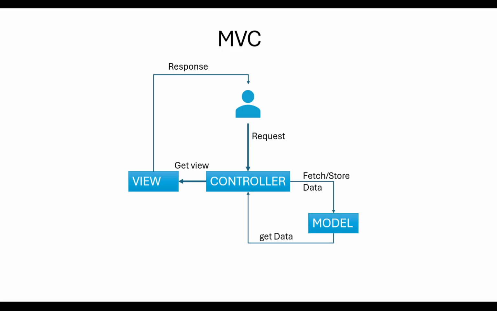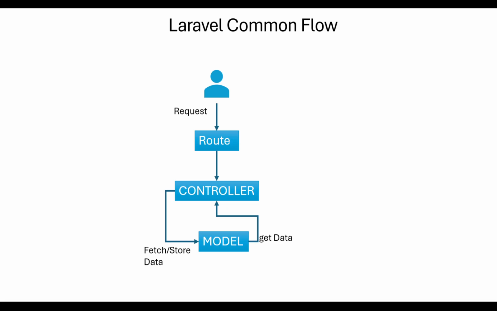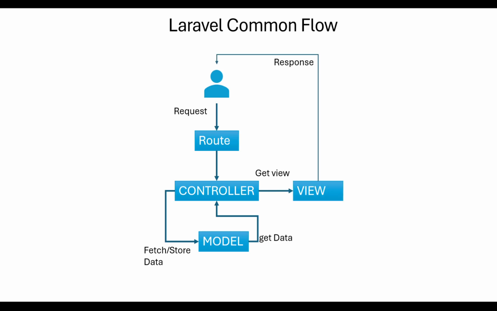Now let's see the most common flow of Laravel. So we have a user, he makes a request. The request goes first to the route, then from the route it goes to the controller, and there we decide to fetch data from the model or store data in the model. After that, we move back to the controller, get the view, and pass the view back to the user as a response.